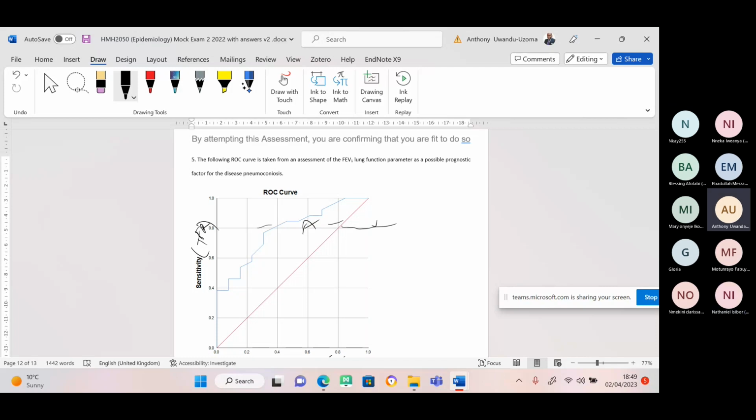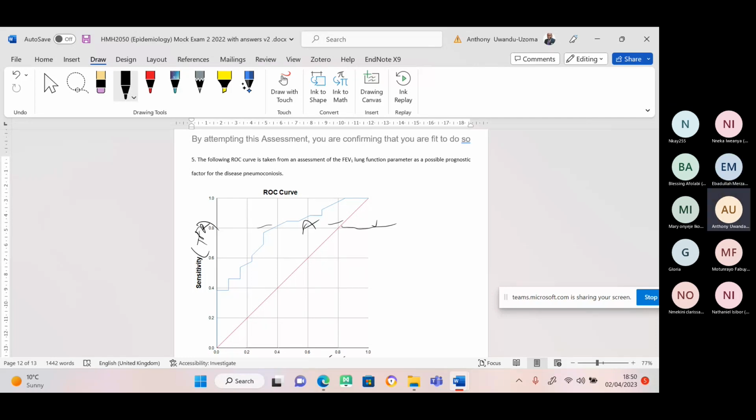The question I'm asking you now is, at point A, what is the sensitivity and what is the specificity? Point A is where the horizontal line joins with the vertical line. Vertically, the sensitivity is 90%, whereas horizontally the specificity of the test is 70%.